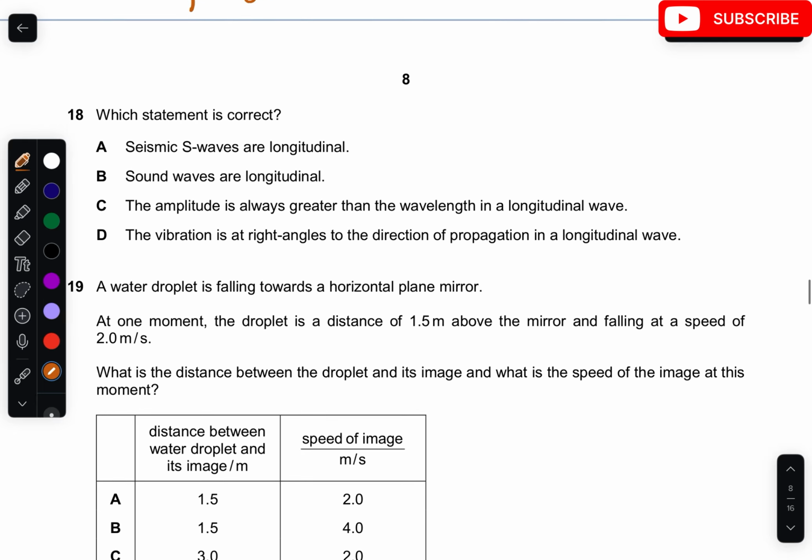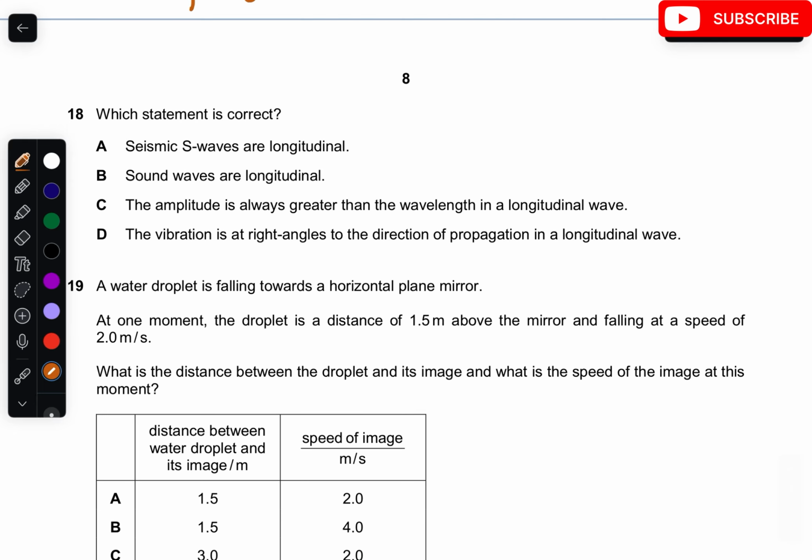Moving forward, question 18, which statement is correct? In statement A, seismic S waves are longitudinal, no, they are transversal. Sound waves are longitudinal, yes.